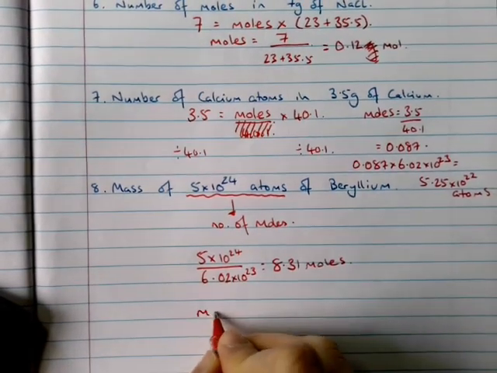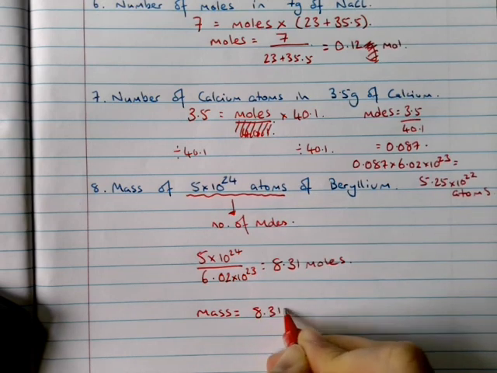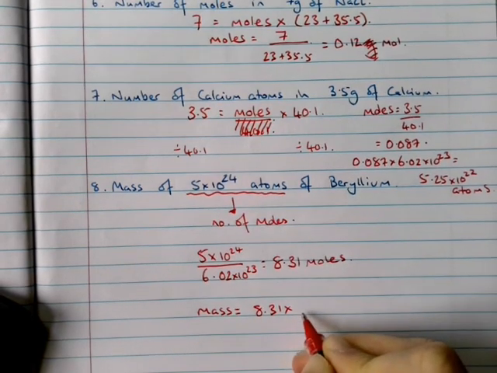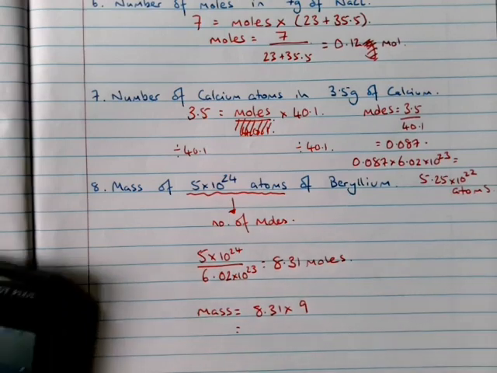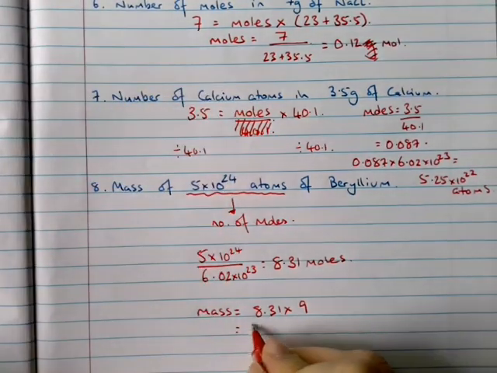So the mass now is 8.31 times my molar mass of beryllium, which is 9. I just do that times 9, and I get 74.75 grams.